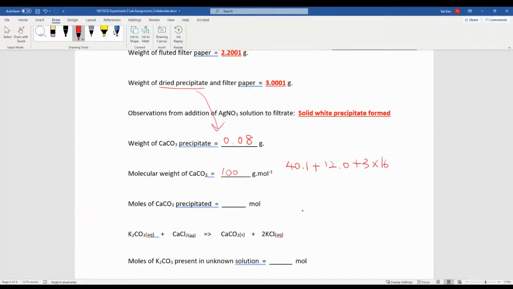And then you will need to calculate moles of calcium carbonate precipitated. Since we have enough information, it is asking the number of moles of calcium carbonate. Now you know the mass of the product, which is calcium carbonate, and you know the molecular weight. So to do it, you'll just need to multiply it together, right? 0.08 grams times 100 grams per mole.